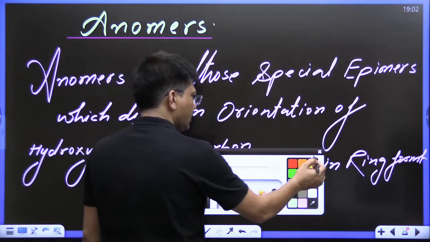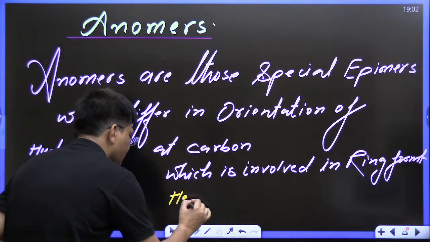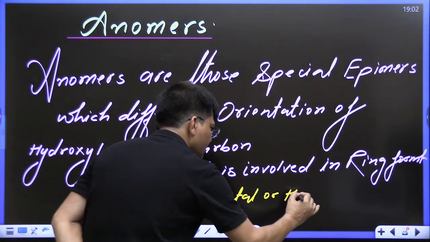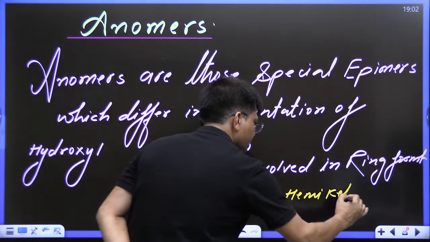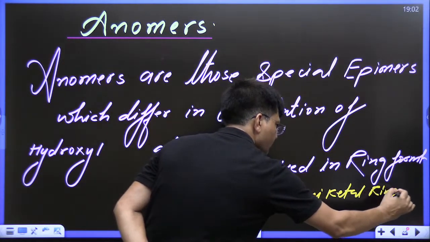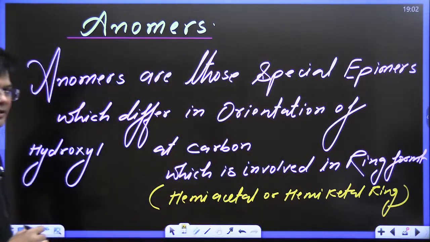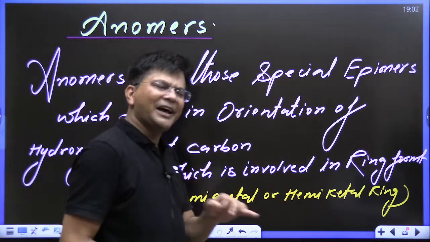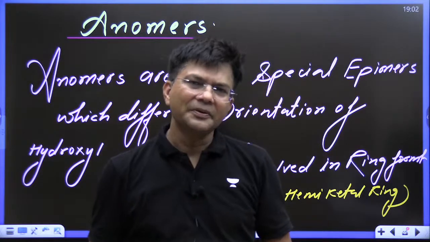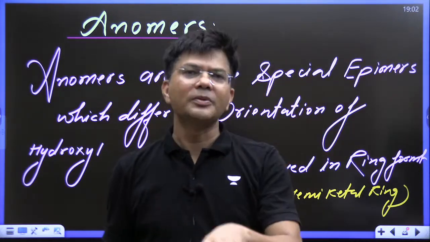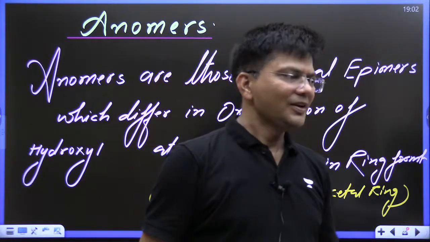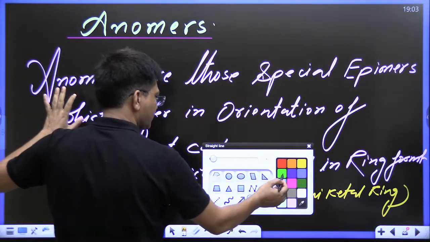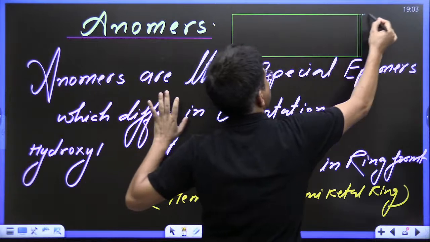What type of ring? Hemiacetal or hemiketal ring. So this is the definition of anomers. From this definition, it is getting very much clear that all anomers are always epimers.